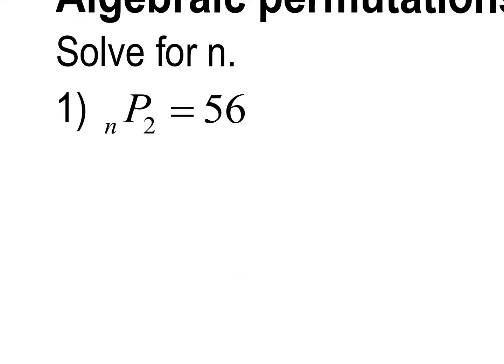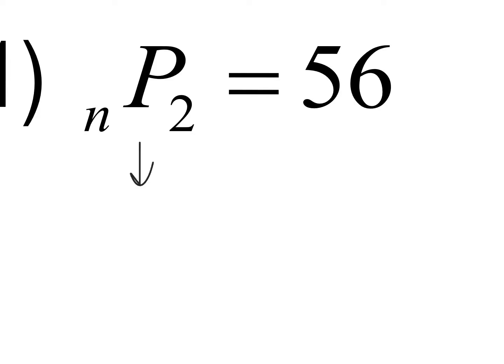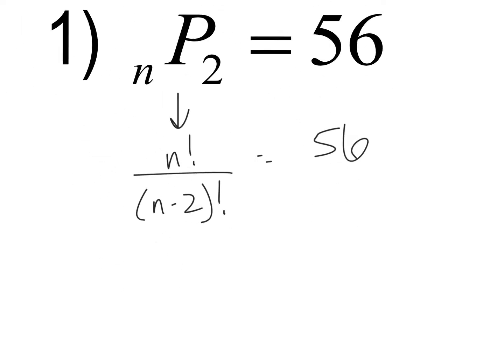If you remember the formula from the very first day of notes, flip back to the beginning of your packet, we have a formula for nPr, permutations out of n, permutate 2 things. The formula for that, I'm just going to write it here, is n factorial over n minus 2 factorial. And if that equals 56, how can I solve for this?